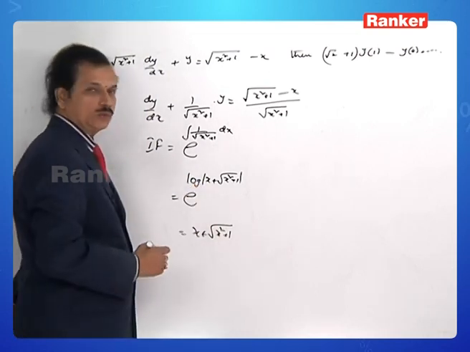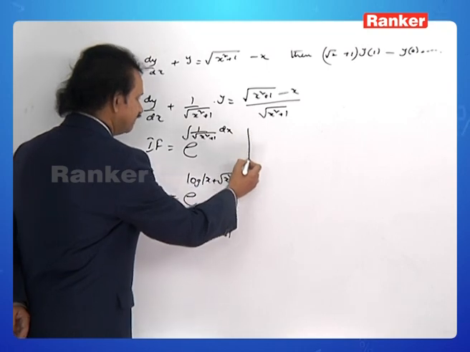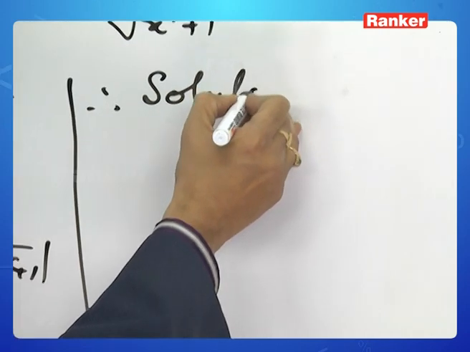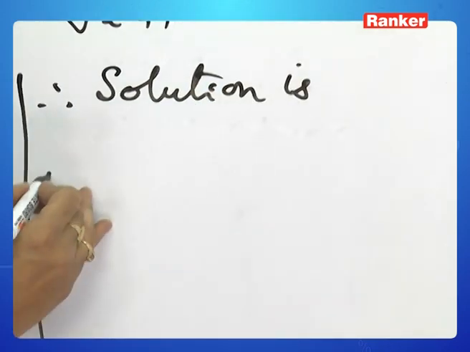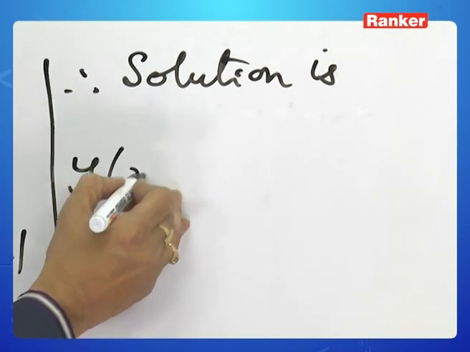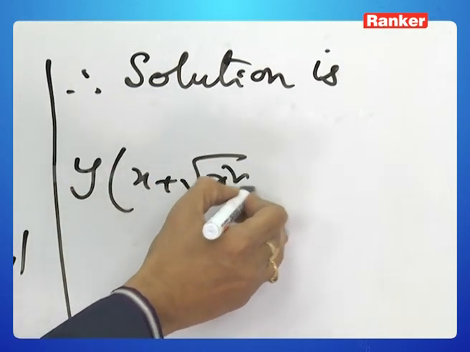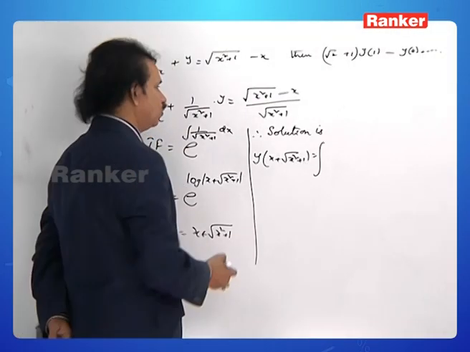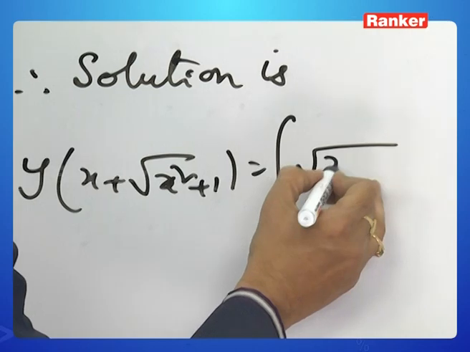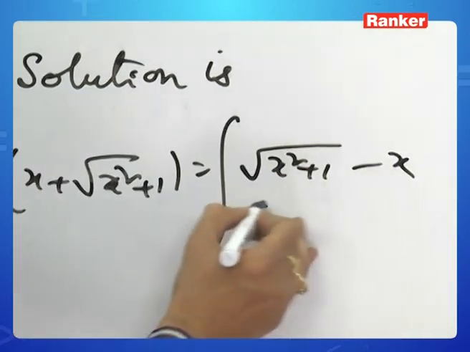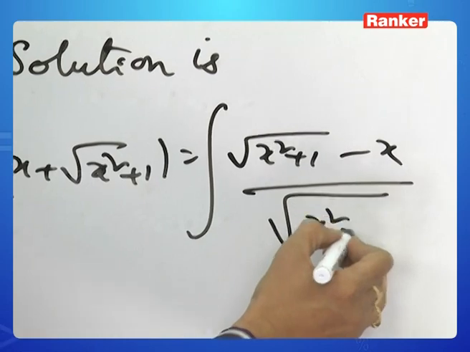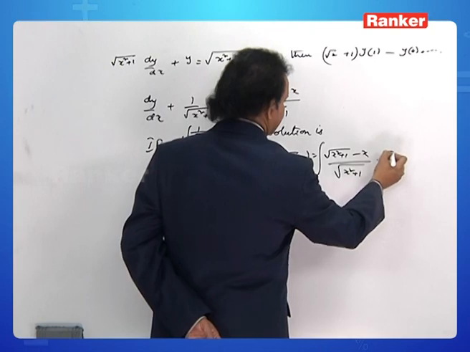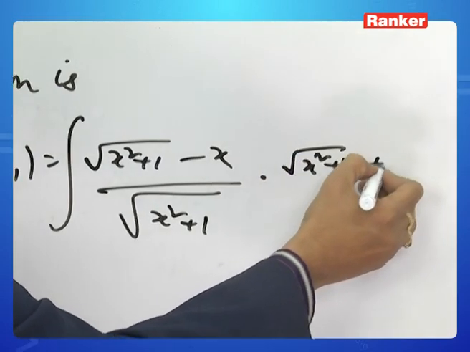Because this base is also IF is obtained, therefore the solution is y into IF is equal to the integral of Q into IF. What is Q? Root of x square plus 1 minus x, into IF. What is IF? I would like to write this IF as root x square plus 1 plus x.